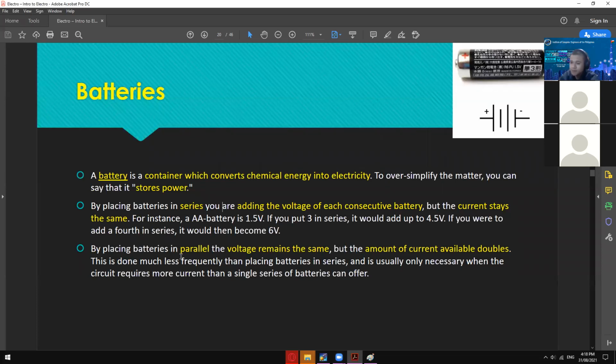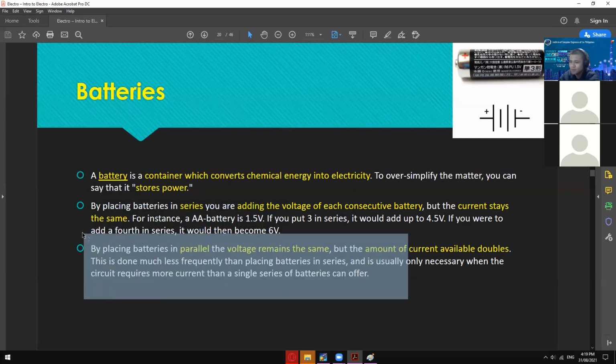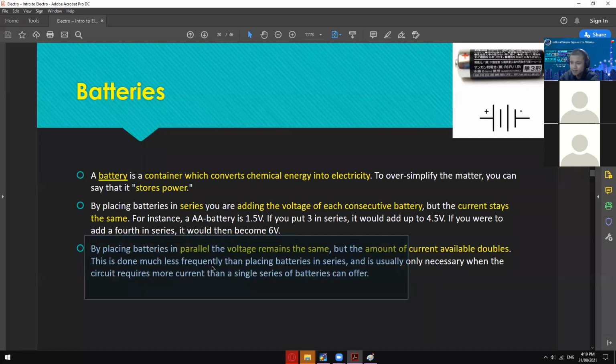Anyway, if you are connecting batteries in parallel, the voltage will still remain, so it's still 1.5 volts. However, you are increasing the current. Let's say 1.5 volts is 1 amp, and then just by adding another one, it will give you now 2 amps total, the flow of current. So that's the only difference between them. If you want to increase the voltage itself, then you must place them in a series connection. But if you want to increase the current, then you must place them in a parallel connection.